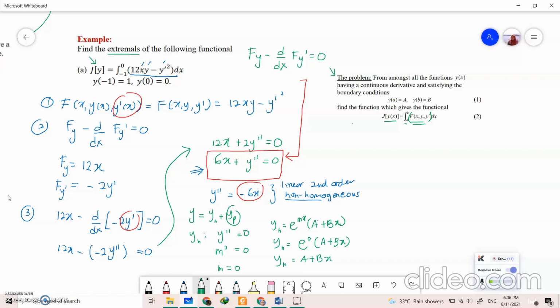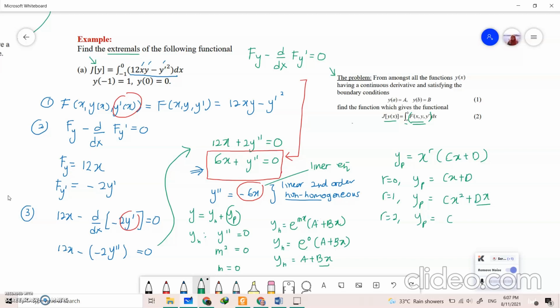All right. So next, what is your yp? Given yp here equals to x to the power of r times cx plus d. Why? Because we have negative 6x, which is a linear function. So we have to test: when r equals to 0, then your yp equals cx plus d. Look at your yh. We have bx, so we cannot use the same identical function here. So move forward, when r equals to 1, yp equals cx squared plus dx. Still we have x here. So move to r equals to 2, yp equals cx cubed plus dx squared.